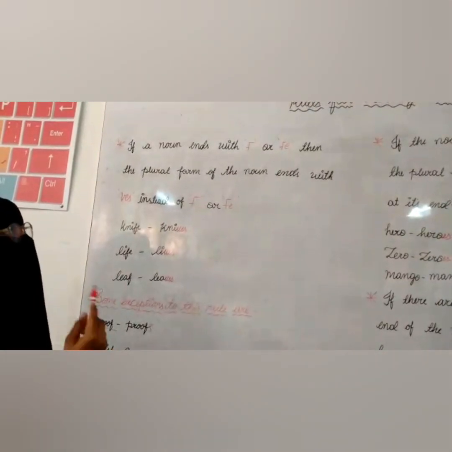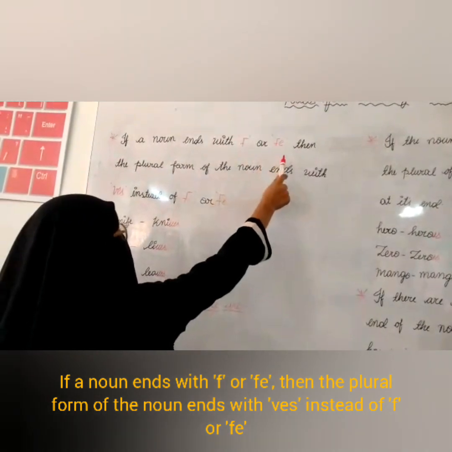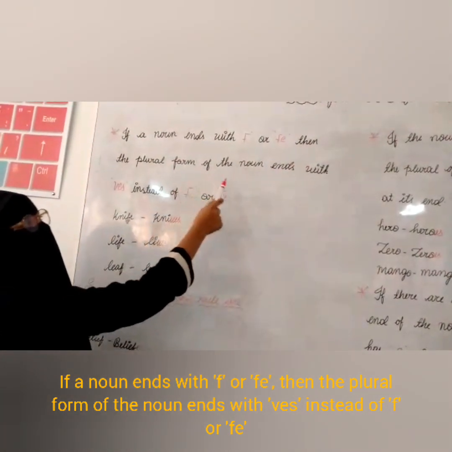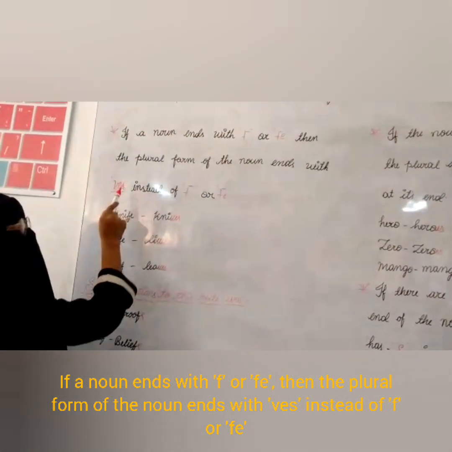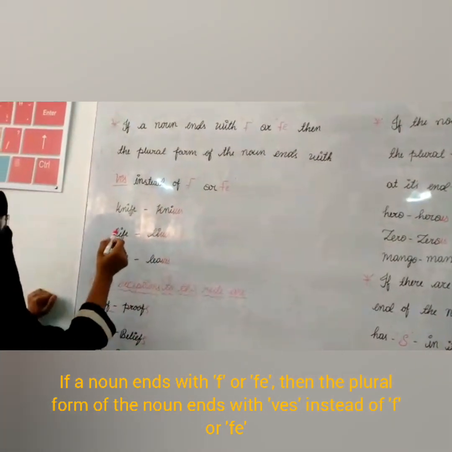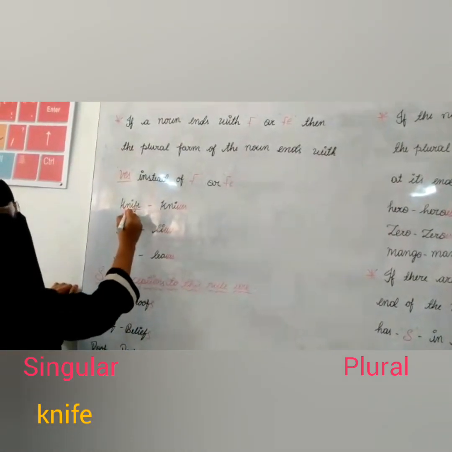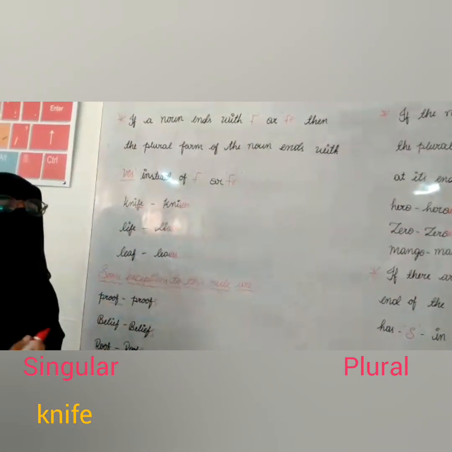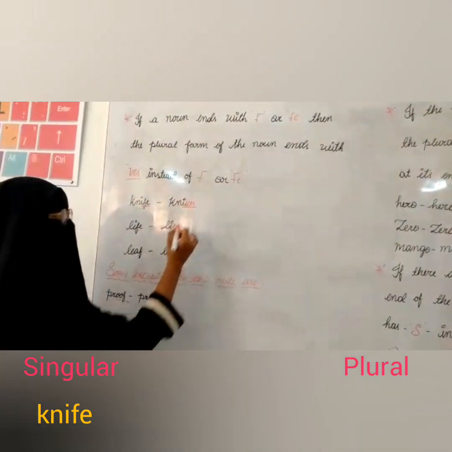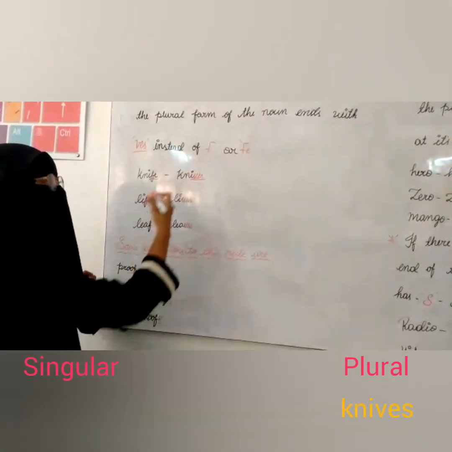Coming to the next rule, that is if a noun ends with F or FE, then the plural form of the noun ends with VES instead of F or FE. Let's see the examples here. The word knife ends with the letters FE. So we have to add VES to make it plural. Then the word knife becomes knives.